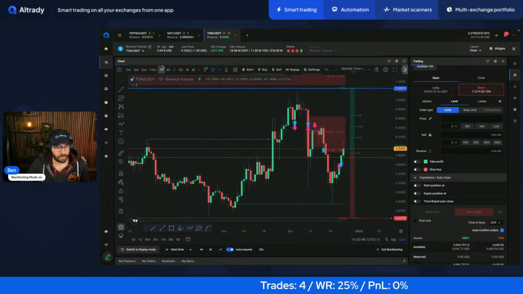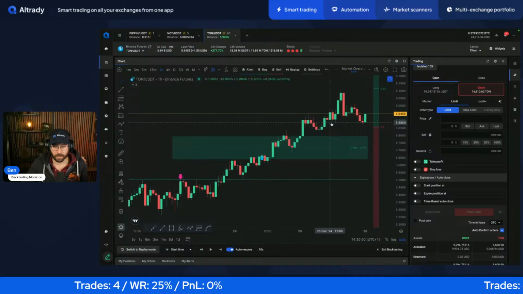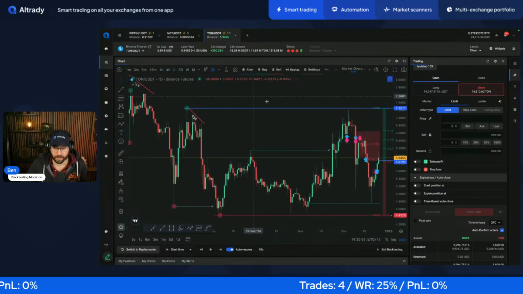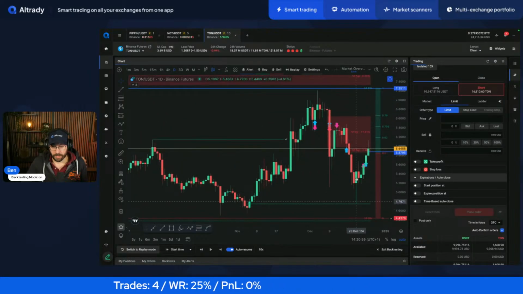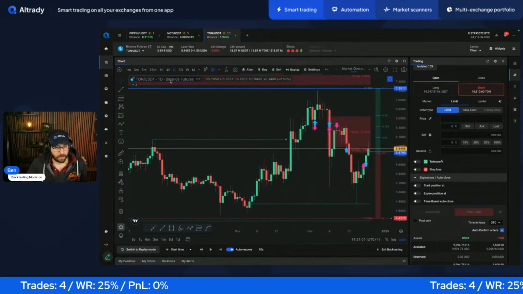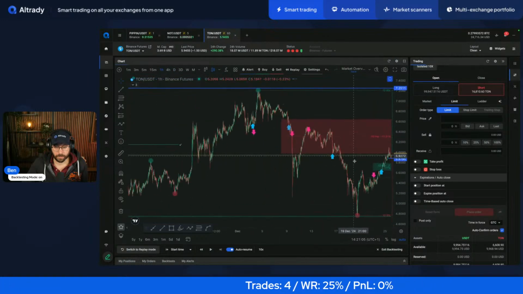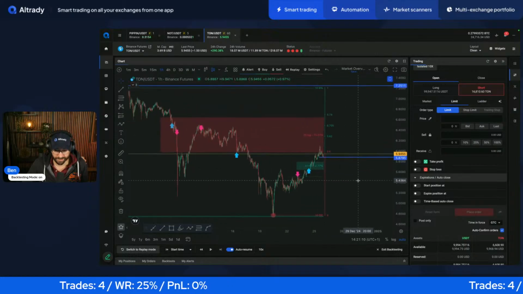Okay, so we've got potential shifts here, but let me just check. Do we have the direction correctly? This is the move. Shift would be here. Yes, so I would say we're still going short. And when do you figure out that it's the wrong direction? When it stops working for you.